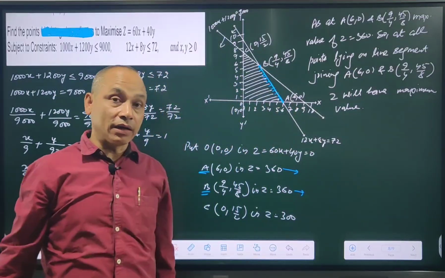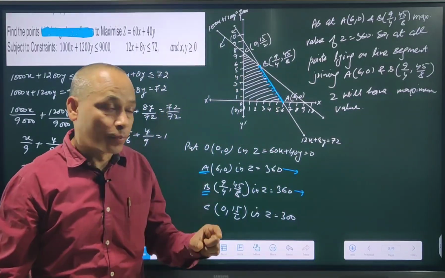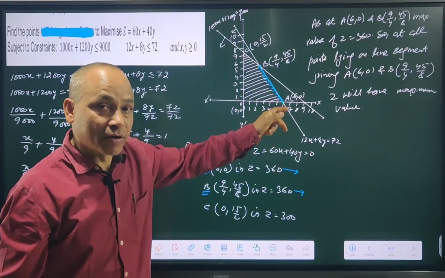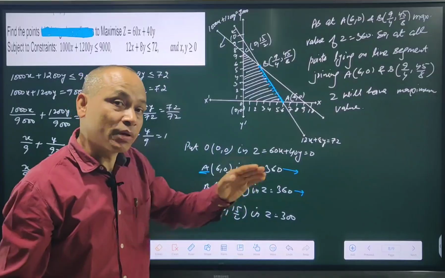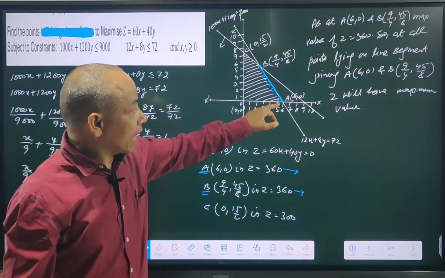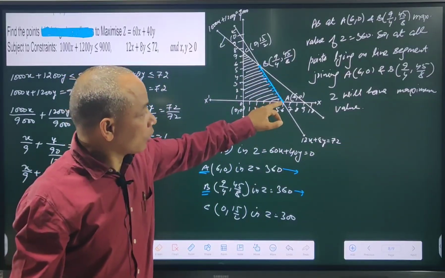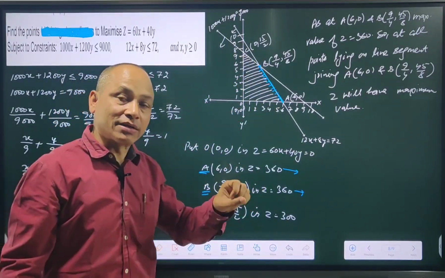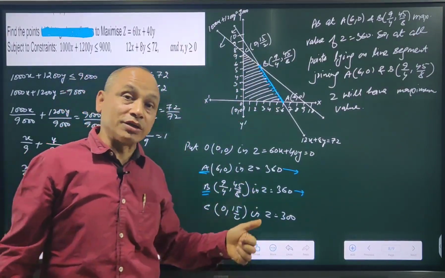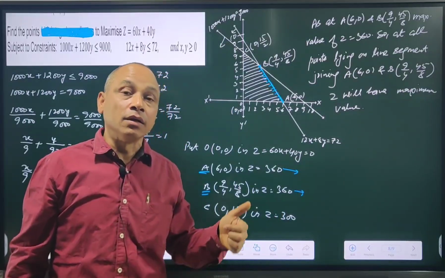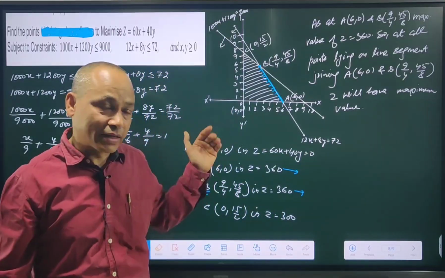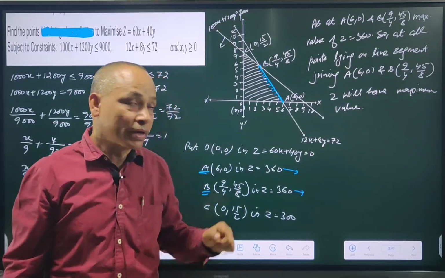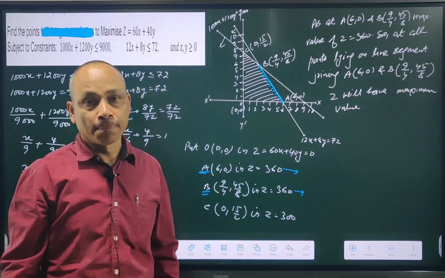So this point, as I said earlier, is important: if at 2 points Z attains the same maximum value, or if we have to find minimum, the same minimum value, then not only at A and B, but on all points which lie on line segment AB, Z will have its maximum value. This concept can be asked in a subjective question like this, or it has been asked in board examinations in MCQs as well, right?